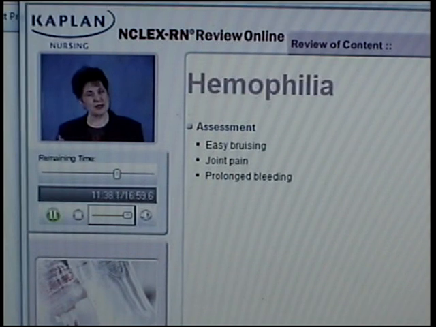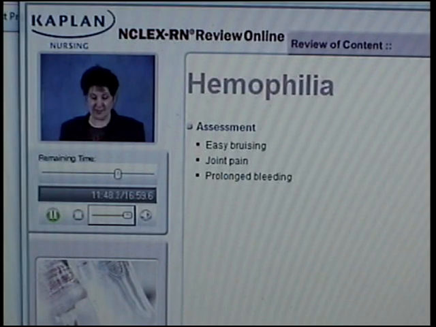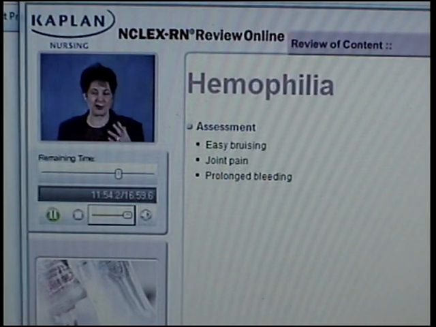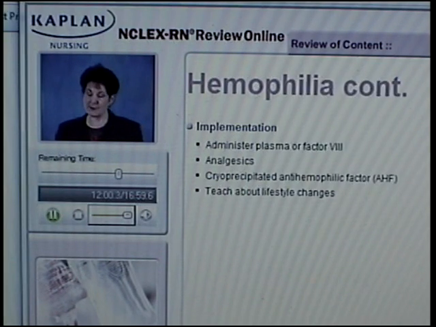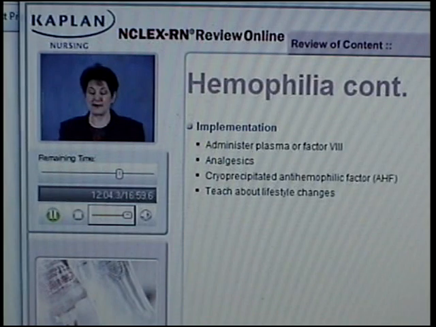This is usually diagnosed with children or infants, and they will have bruises on their body from unexplained areas. They'll always have areas of ecchymosis. They will complain of joint pain, and they will have prolonged bleeding. For example, if they get hit in the nose with a ball or something, their nose will bleed for a long period of time.